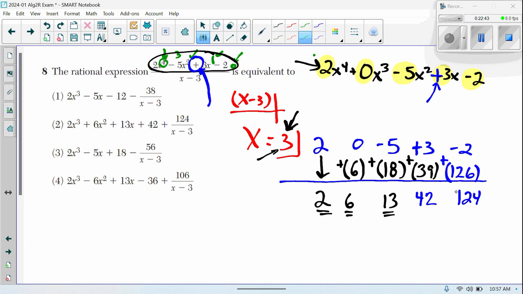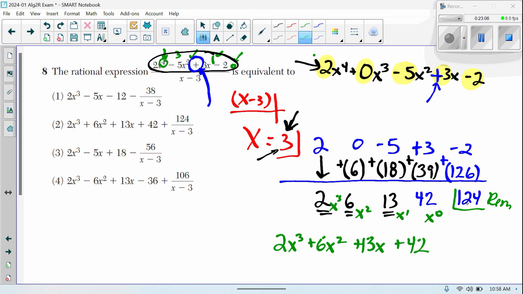Man, I'm glad I caught that. This last number is the remainder. When I write my answer, this has 0 x's, this has an x to the 1, this has x squared, and this is x cubed. So I have 2x cubed. That's a positive 6x squared. It's a positive 13x, and plus a 42. And my remainder is a positive 124.